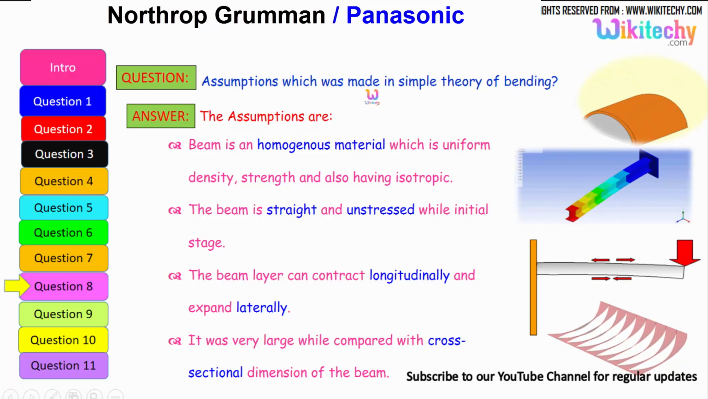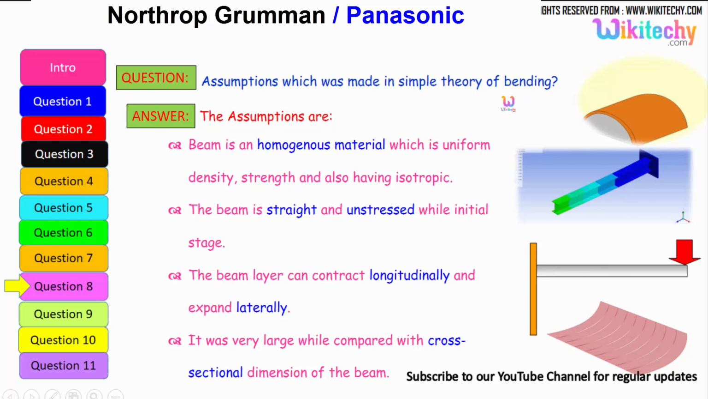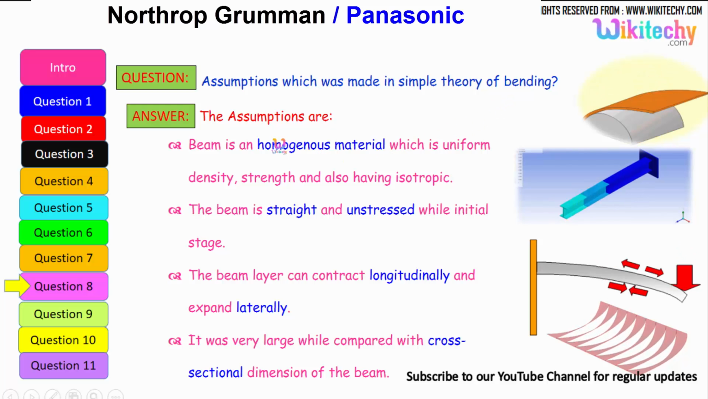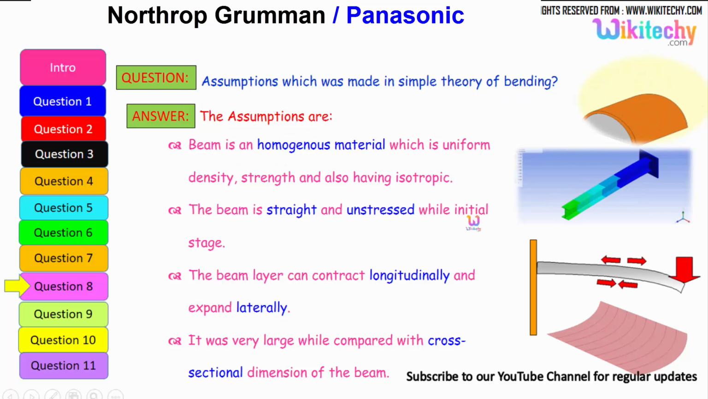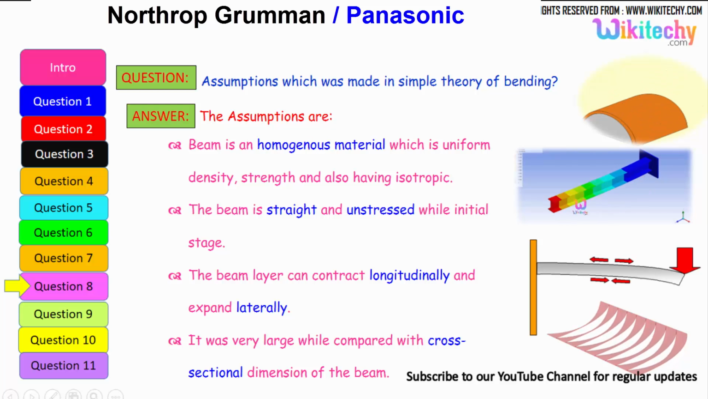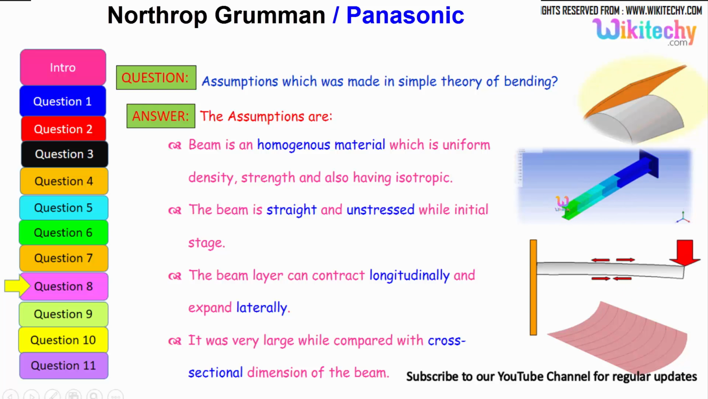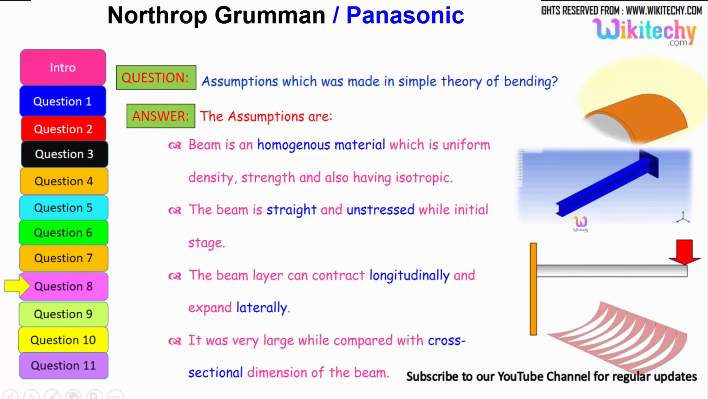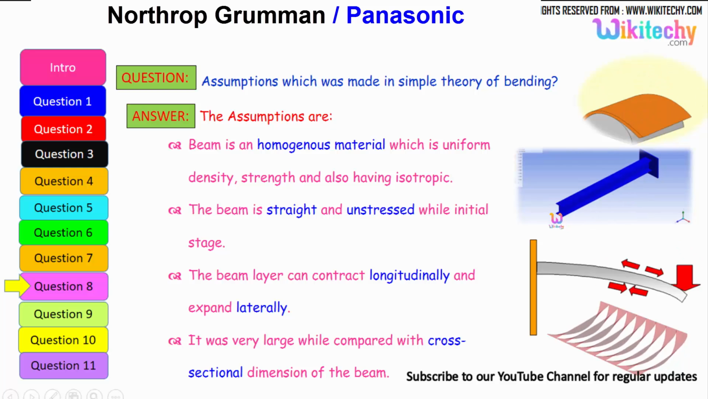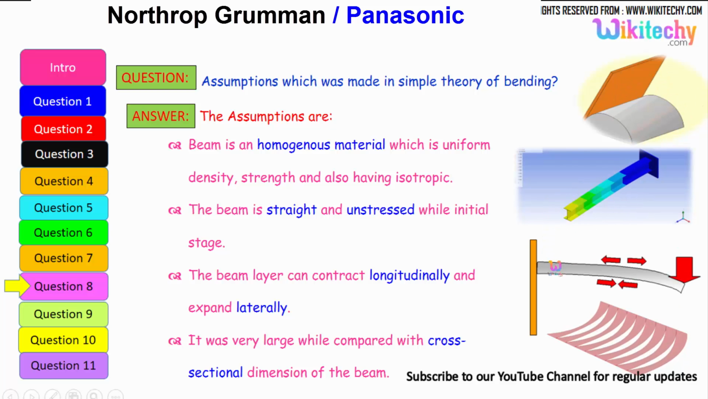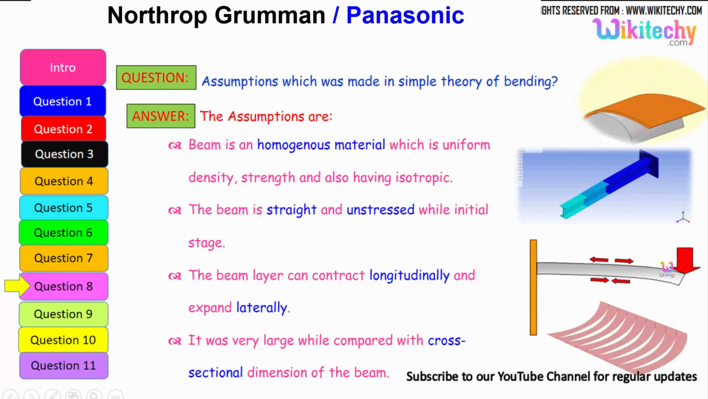What are the assumptions which were made in the simple theory of bending? That's the question. The assumptions are: the beam is a homogeneous material with uniform density, uniform strength, and also isotropic. The beam is straight and unstressed in the initial stage. That's the second assumption.